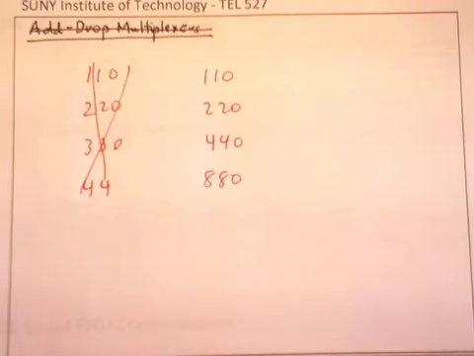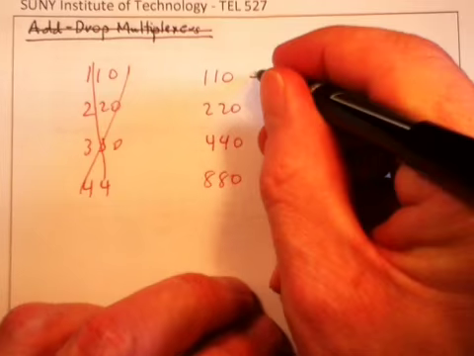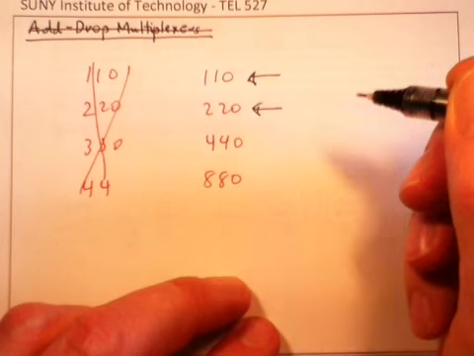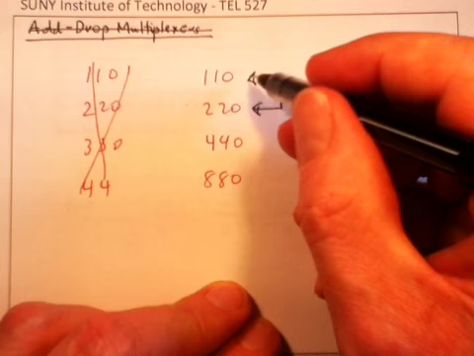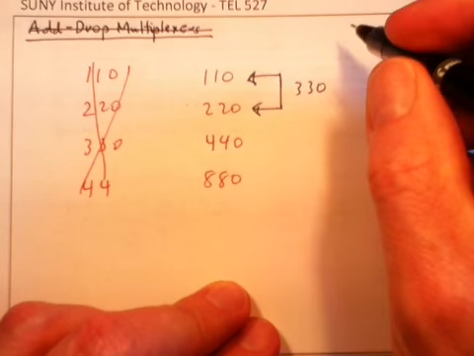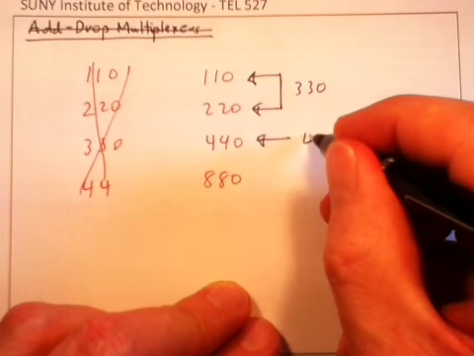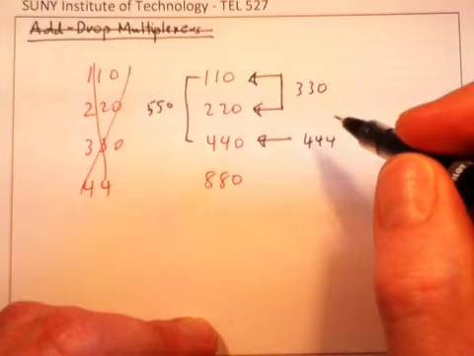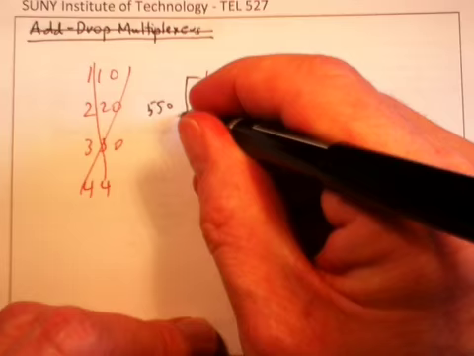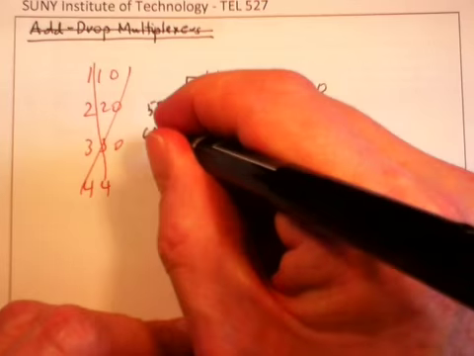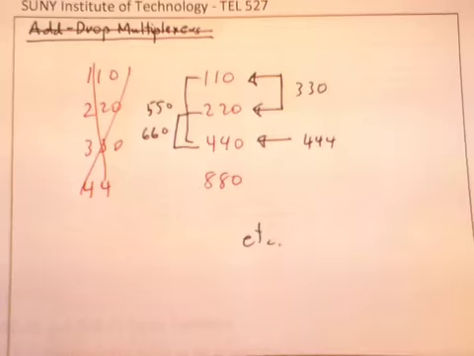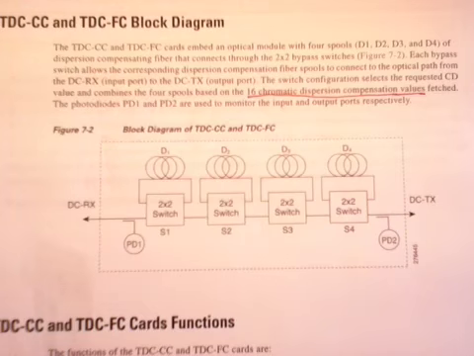If we want to get a 110, we just use coil number 1. If we want a 220, we use just coil 2. If we use coils 1 and 2, we get the 330. Coil 3 by itself gives us 440. Coils 1 and 3 give us 550. Coils 2 and 3 give us 660, etc. Building up in a binary fashion. Okay, so that's how these things work.